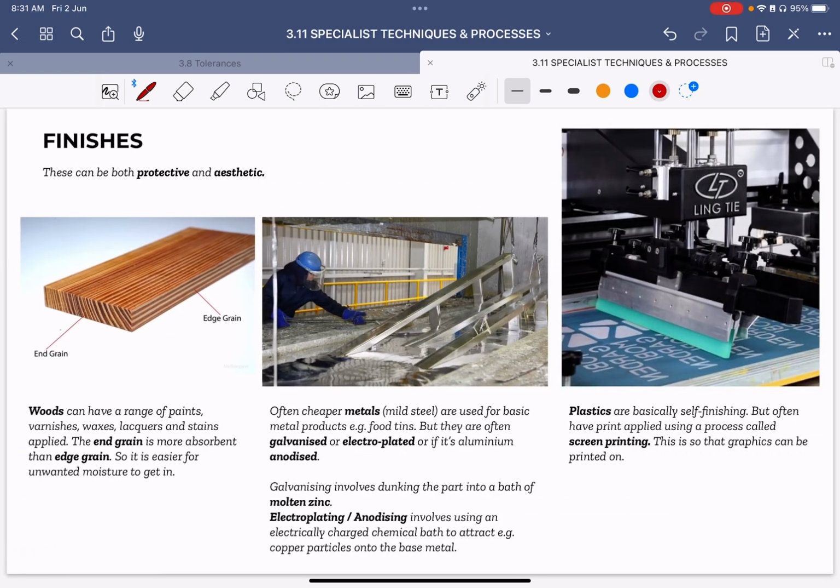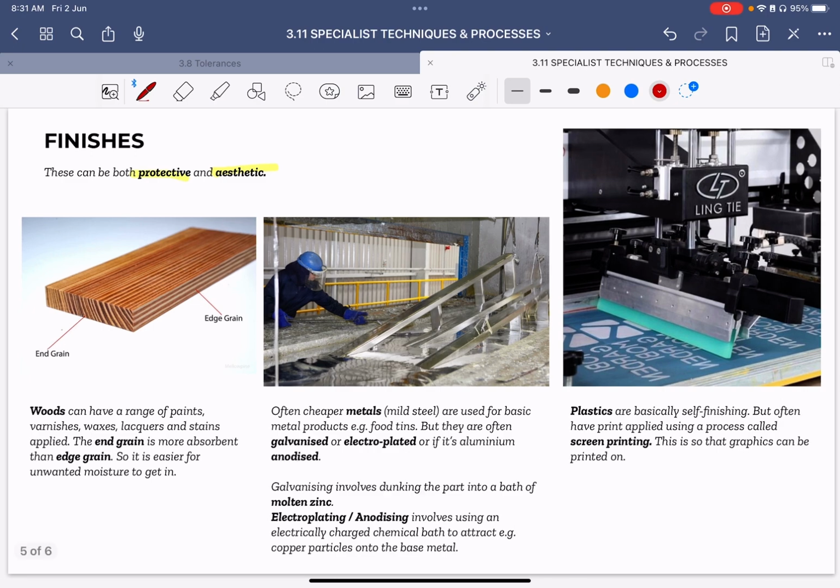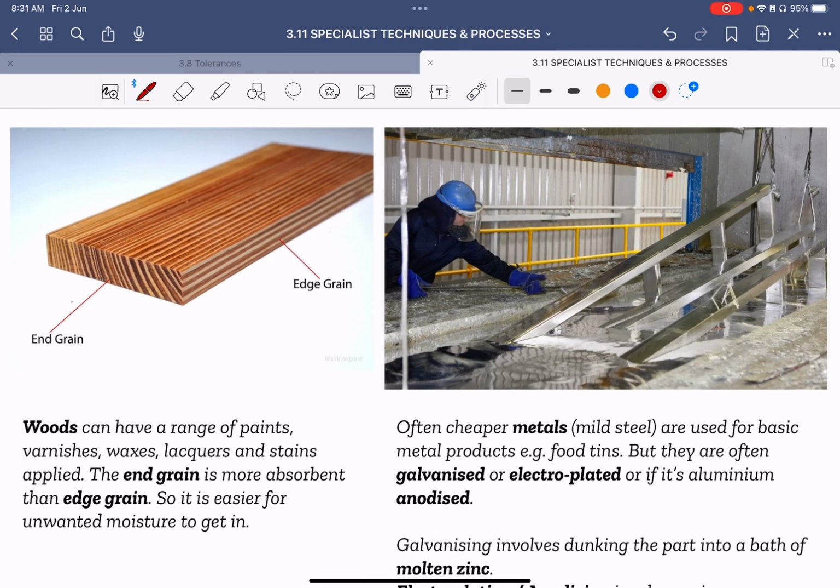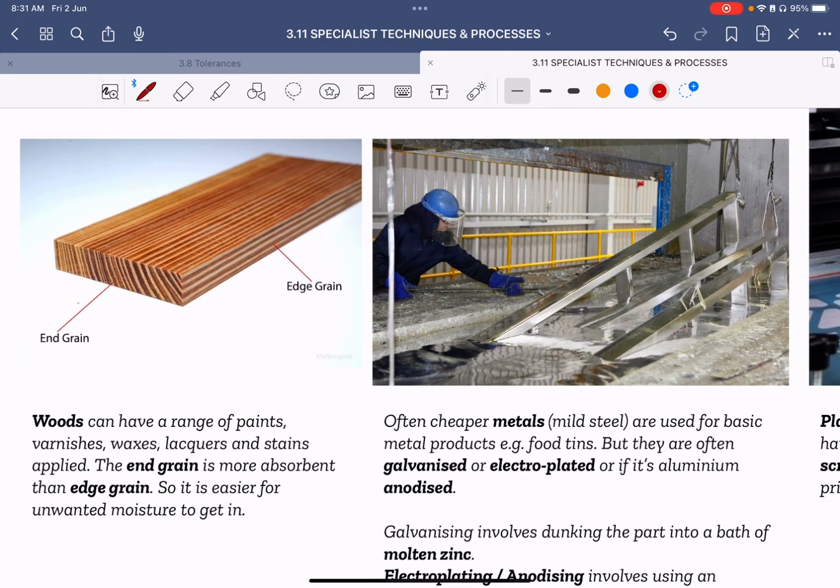Finishes are broken down into two sections. You can either have protective or aesthetic. Aesthetic meaning a finish is applied just to make it look nice, and protective meaning that it stops the material from corroding or degrading. Now, woods are very susceptible to rot, bacteria, damp, lice, fungal growth if they are not treated properly.